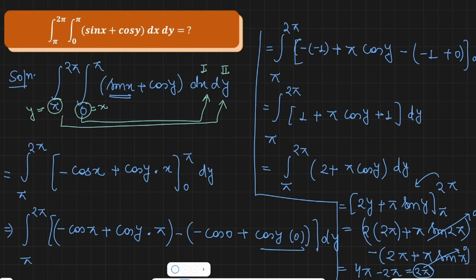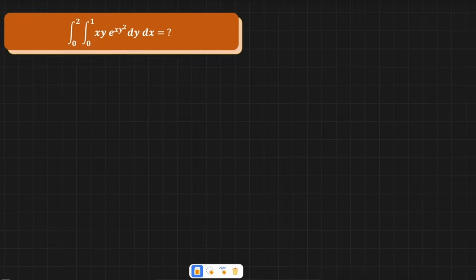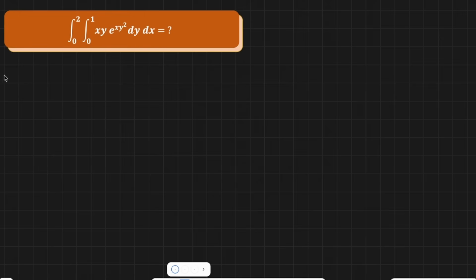Okay, now come to the next. Next we have this question, which is 0 to this. Sometimes it happens here that it is e to the power of x into y square. So you can't write it like this, don't write it like this. This is not addition, this is multiplication. So what to do in this type of question? This type of question can be solved like this. Just see, this is the solution.